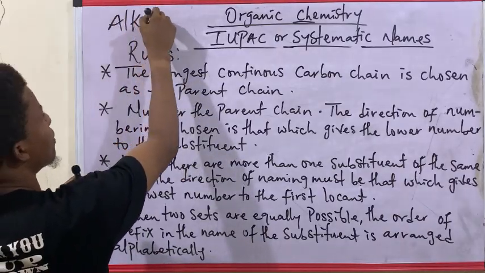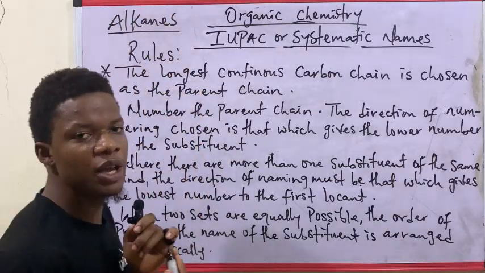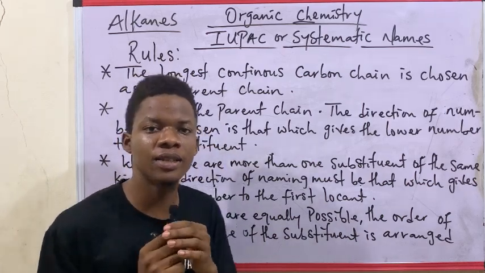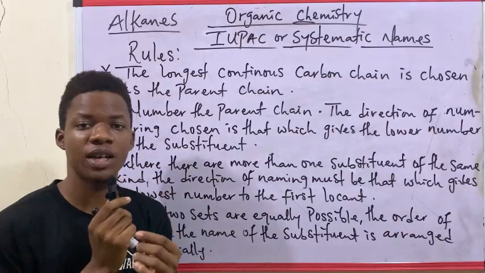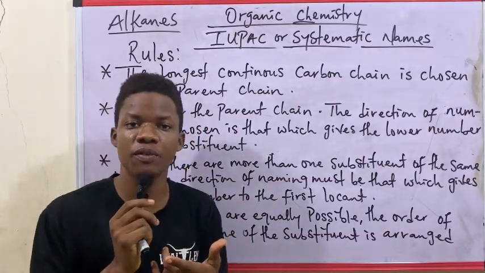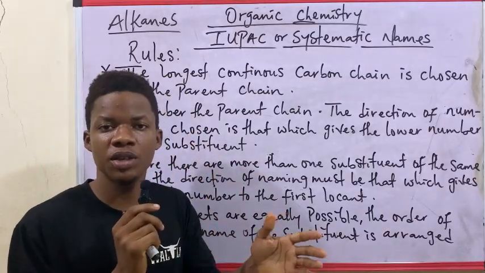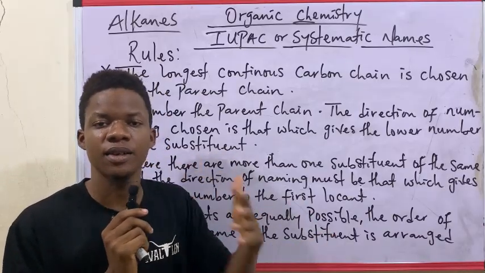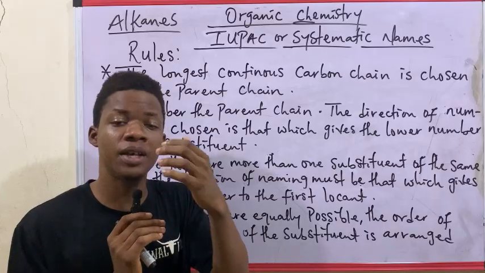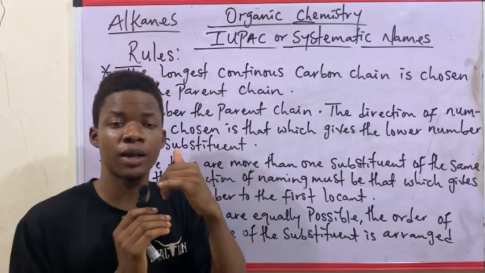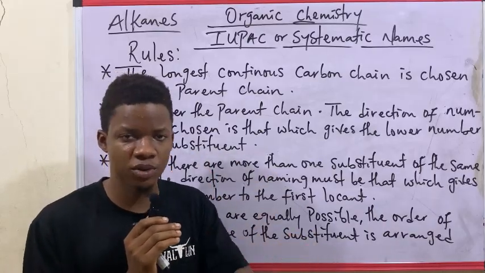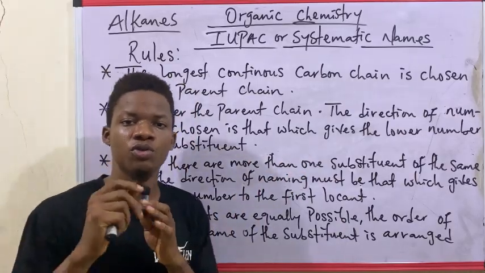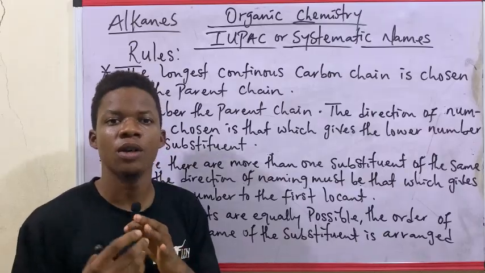Now, to understand IUPAC nomenclature, you must understand naming of alkanes. Only when you understand the alkanes, then you can progressively know other corresponding compounds in which you can use the IUPAC system, like the alkenes, the alkynes, the ethers, the alkanoids, and so on and so forth, and all other compounds.